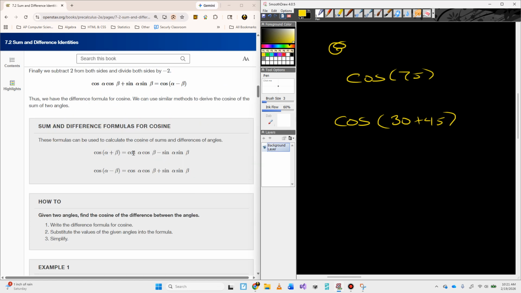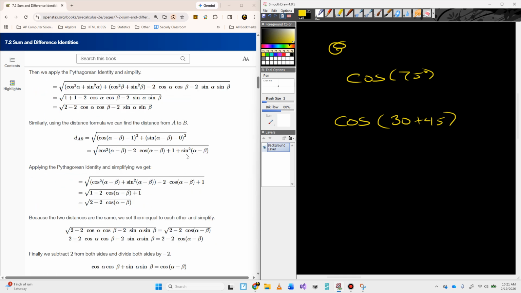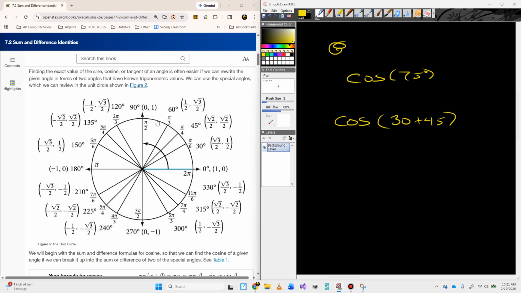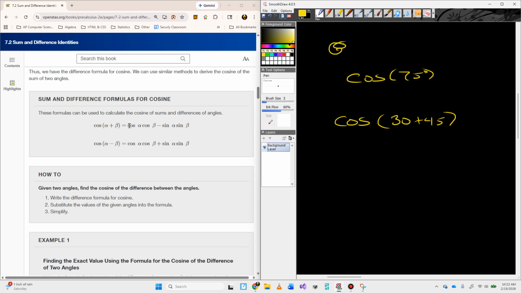And I can use this particular formula right here to get the exact answer of cosine of 75 degrees. Now, I don't have any way of getting the degree 75 on the circle. There is no 75 degrees on the circle. It's going to be between 60 and 90. But if I were to split it into cosine 30 plus 45, I can actually get that exact answer by using this formula. And so let's go ahead and use this formula just as an example.